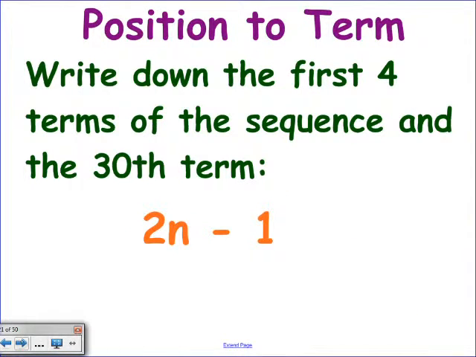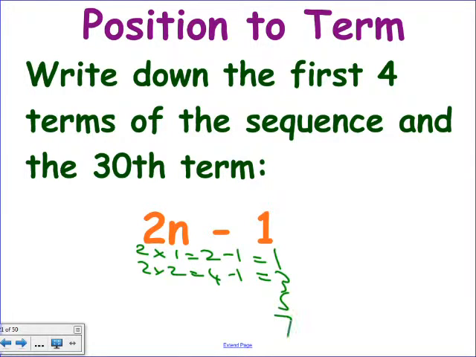Okay? So, write down the first 4 terms of this sequence and just tell me what the 30th term is. Okay? Most people are getting on with it. So what are my first 4 terms of the sequence? What's my first term? Just 2 times 1. Good, 2 times 1 is 2. Minus 1 gives me 1. So my first term is 1. My second term? 3. So I've got 1, 3, 5 and 7.